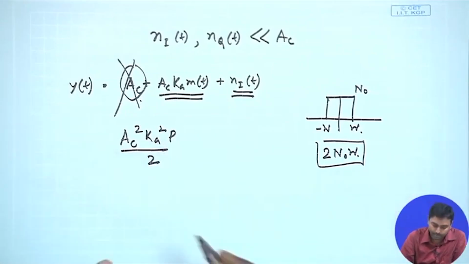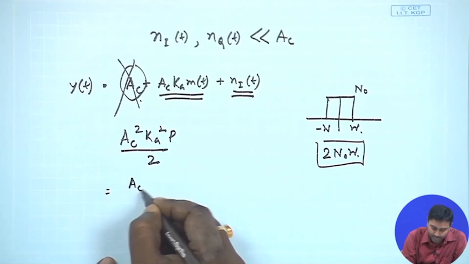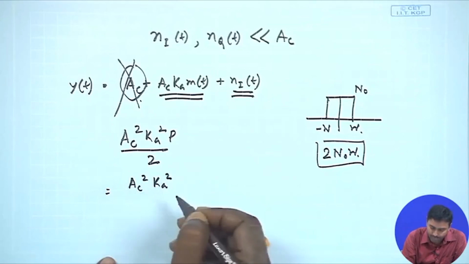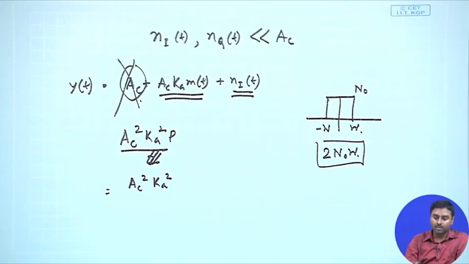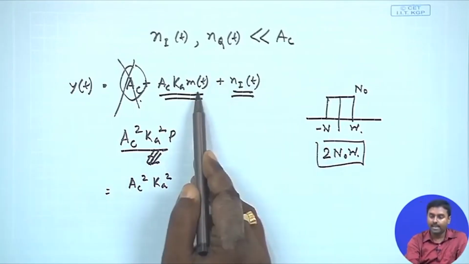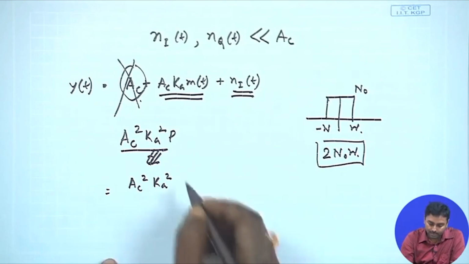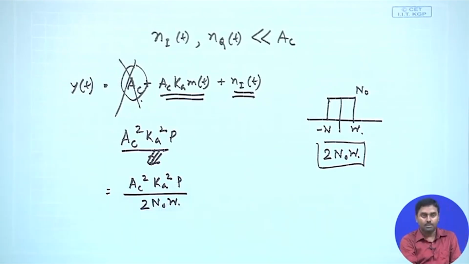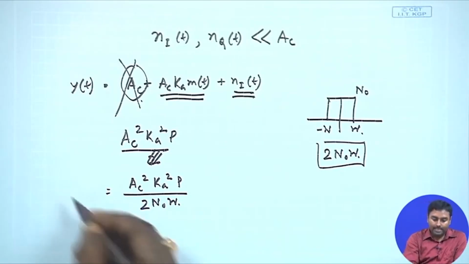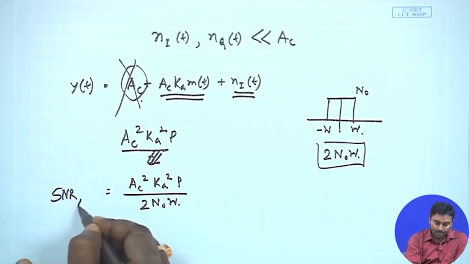So, if I put this, I will be getting SE square K square, oh sorry, this 2 why I have put, there should not be any 2 because there is no modulation term, it is just directly empty. So, it should be this P divided by 2 N0 W, right. So, that is the SNR of AM.